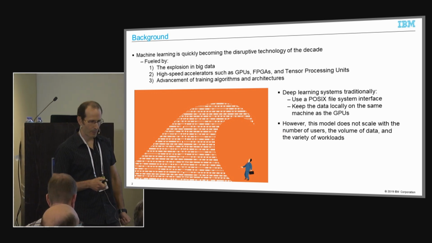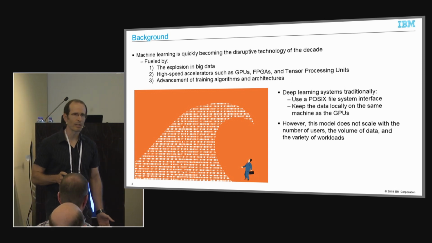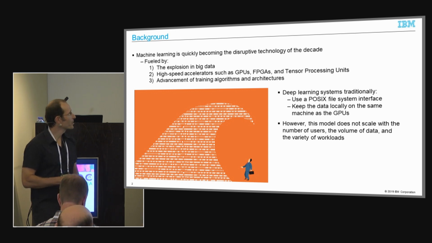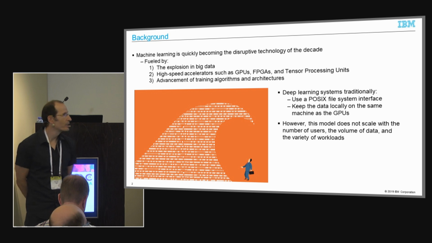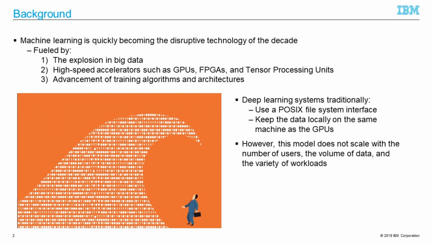The high-performance workload we're going to concentrate on is machine learning, but this really applies to any kind of data analytics. Machine learning is quickly becoming the disruptive technology of the decade. It's happening because of three primary factors. The first one is data, and by data I mean lots and lots of data. There's a report from Forbes that came out in May 2018 claiming that 90% of all the data we have today was generated in the last 12 months.